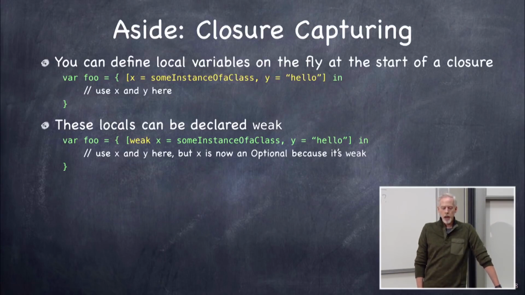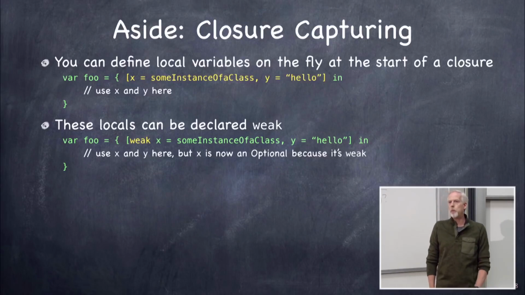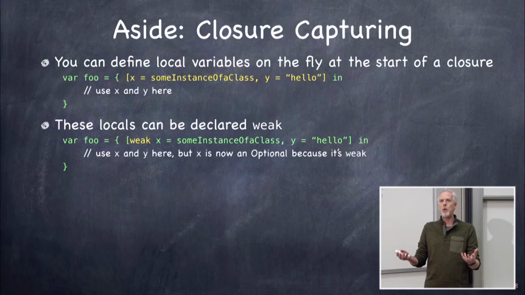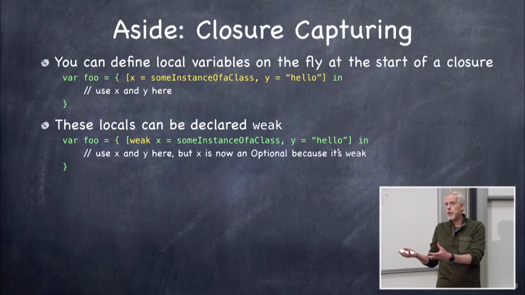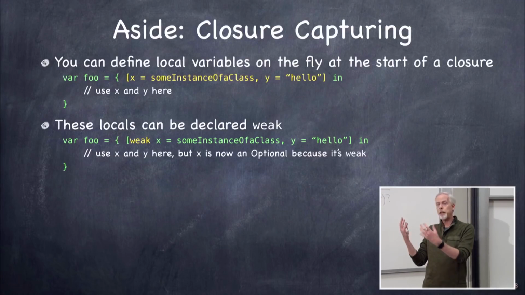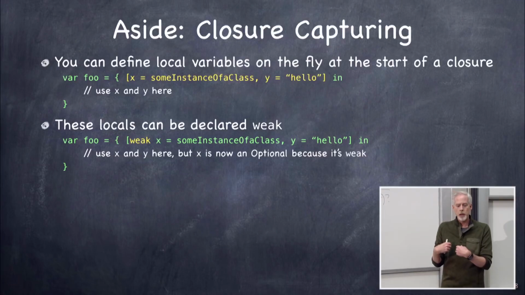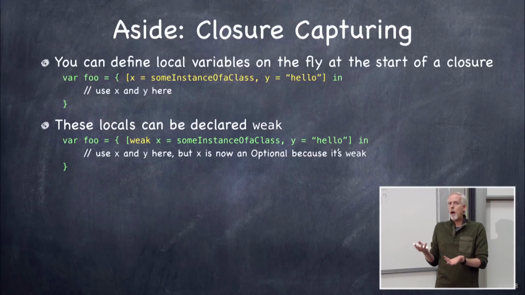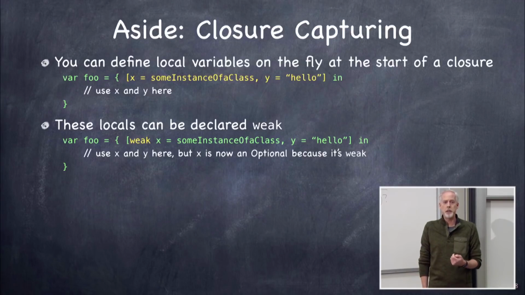These x and y are different variables. They're local variables just for the closure. And if you were to declare one of them weak, then it now becomes an optional, first of all, because we know all weak variables don't keep things in the heap, and they also have to be optional because if the thing they're pointing to goes out of the heap, they get set to nil, right? So I can now use x and y still inside there, but x is now optional and weak. And you're going to see why that's valuable in a second.